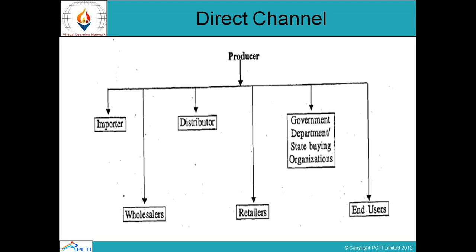When we discuss the direct channel through a diagram, here the producer has all the middlemen under his control. In the case of a direct channel, there is no other foreign market intervention. Here he directly gives it to the importer or to the wholesaler, distributor, retailer, end user, or government department.